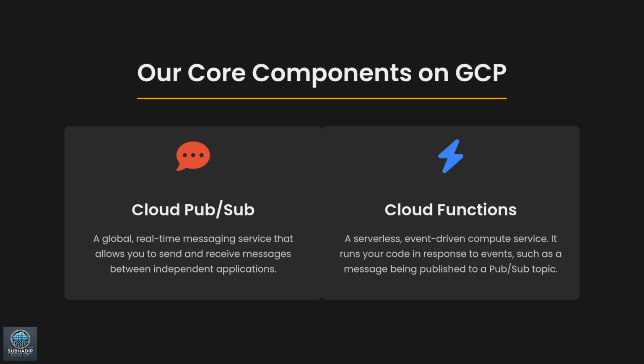For our pipeline on Google Cloud, we will use two main services. Cloud PubSub will act as our messaging backbone to ingest events. Cloud Functions will provide the serverless compute power to process these events as they arrive.